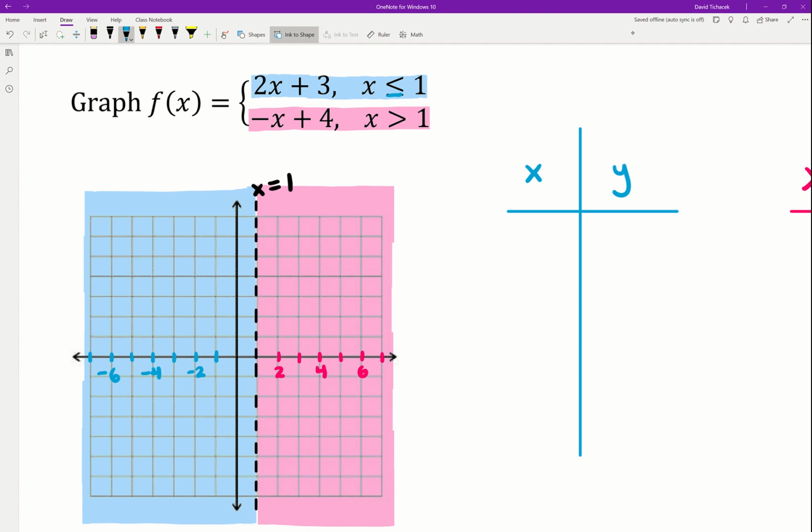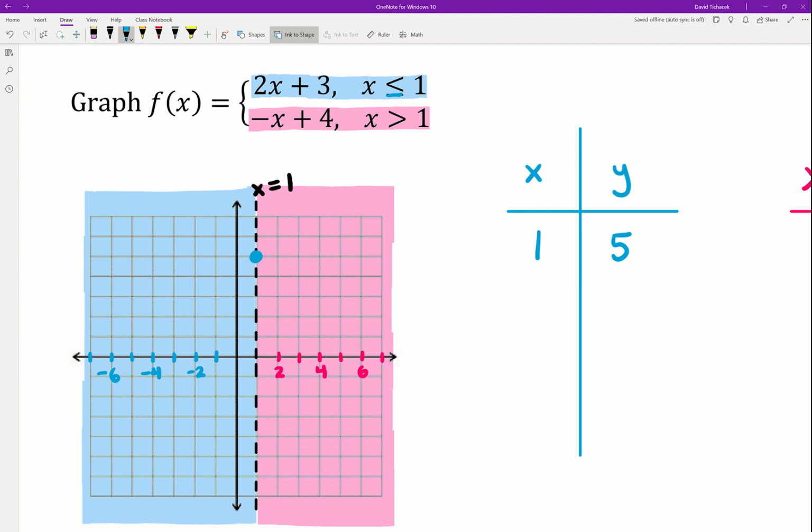So if I were to plug in 1, then what would I get? Okay, well, 2 times 1 is 2. If I were to add 3 to that, I, of course, get 5. Okay, so that'll be the first point that I plot here, 1, and then go up 5. I'm going to put a solid dot there because I can be equal to 1 here and still have an output. So on my boundary line there, I can be equal to 1, so I'm going to put a solid dot.